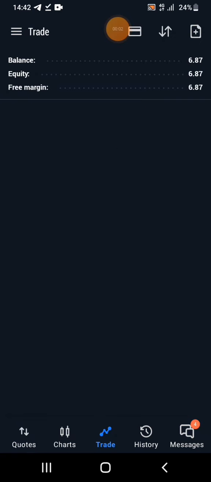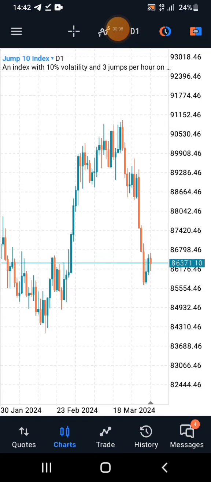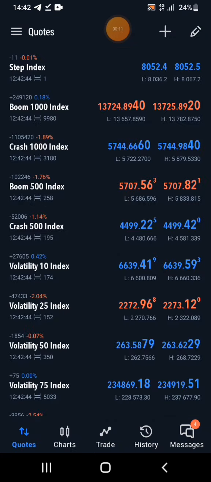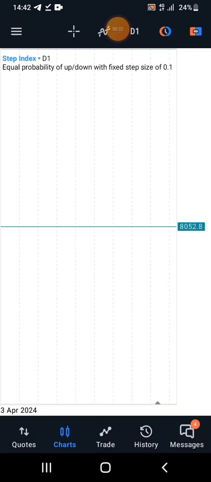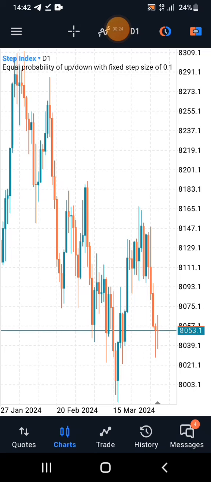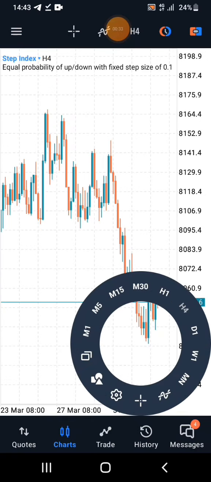We have a balance of $8.87. We are going to look for a trade, and I was looking for a trade here, but nothing is really giving me anything. So we cannot trade everything right now. So we can try trading only the pairs that can give us better profits. I'm looking at Step Index, so we are just going through with you. So I'm looking at Step Index on all these time frames.